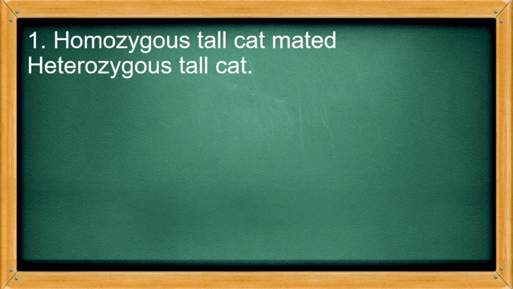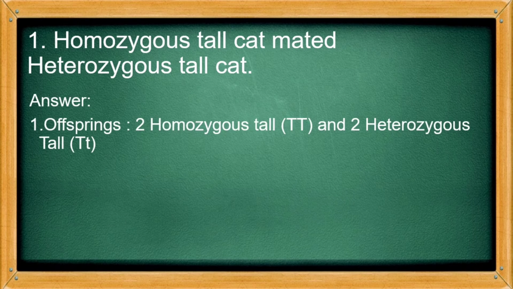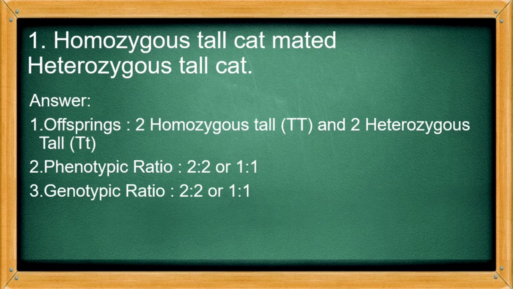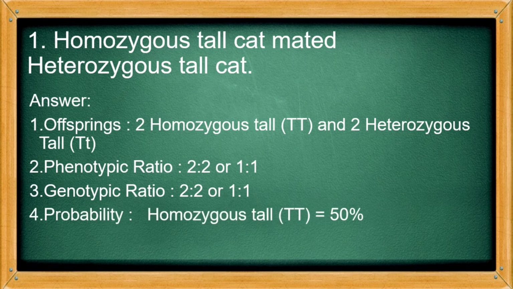Let's check your work. The offsprings are 2 homozygous tall and 2 heterozygous tall. The phenotypic ratio is 2:2 or 1:1. Genotypic ratio 2:2 or 1:1. And the probability of the offsprings homozygous tall is 50% and the heterozygous tall is also 50%.